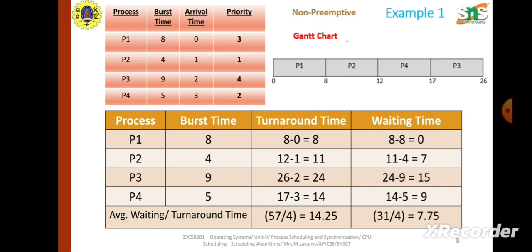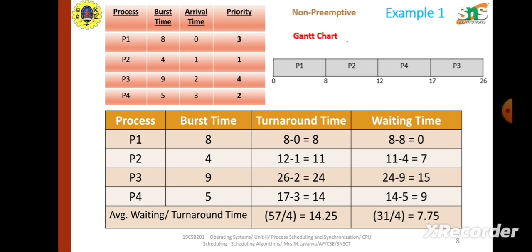Now P3 and P4 are the two processes remaining in the queue. Comparatively, P4 has a higher priority than P3. So P4 will be allocated for execution. P4 starts at 12 milliseconds. 12 plus its burst time 5, that is 17, is the completion time of process P4.